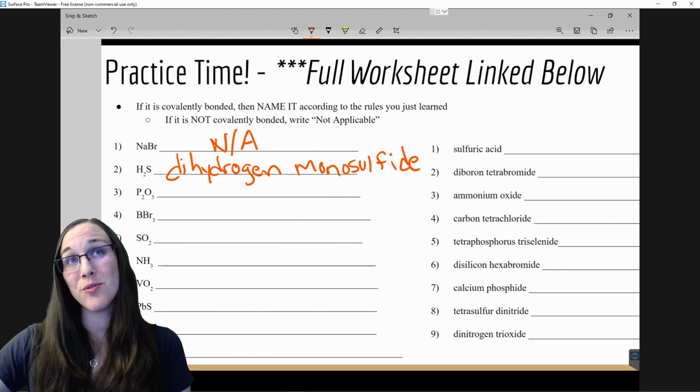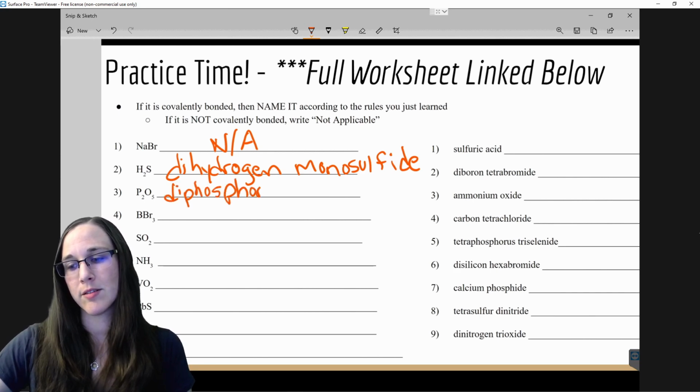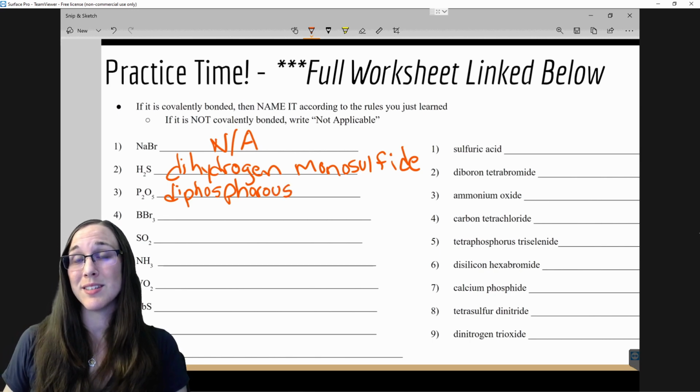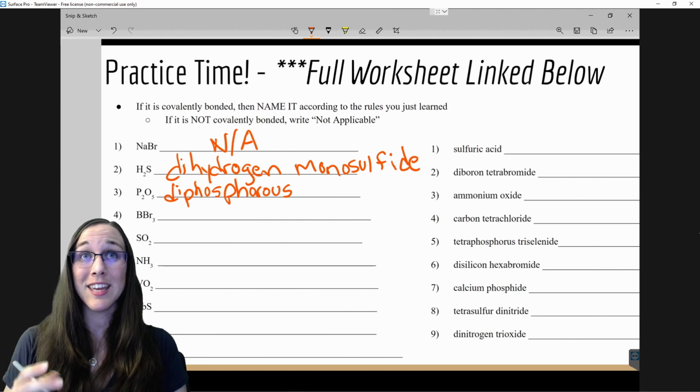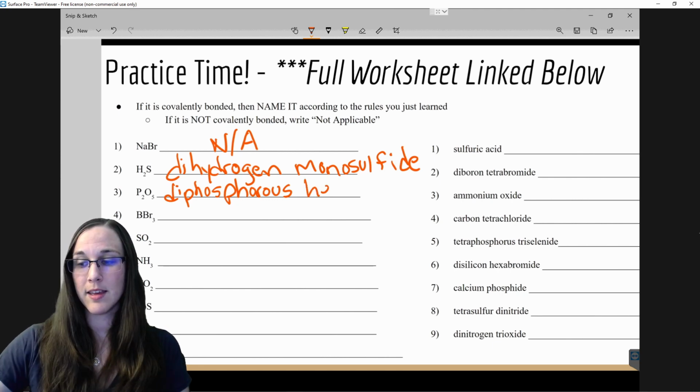There are two phosphorus atoms, so we would say diphosphorus. And there are 5 oxygen atoms. Remember, it's mono, di, tri, tetra, penta. So this would be pentaoxide, ox for oxygen, and end in ide.